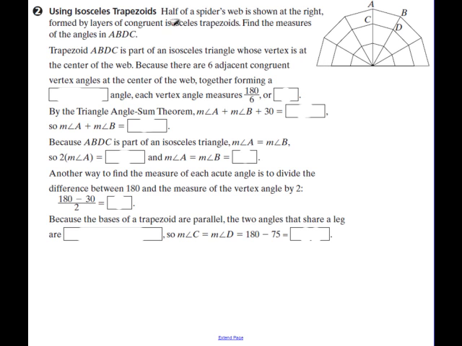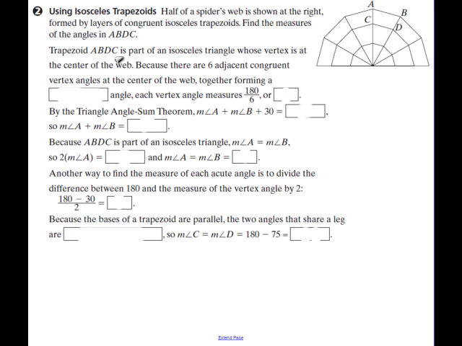But the fact that they tell us that this is isosceles means that we can conclude that the legs are congruent as well. So this leg would be congruent to this leg would be congruent to this leg, and all the way around. So they want us to find the angles up here at A, B, C, and D.